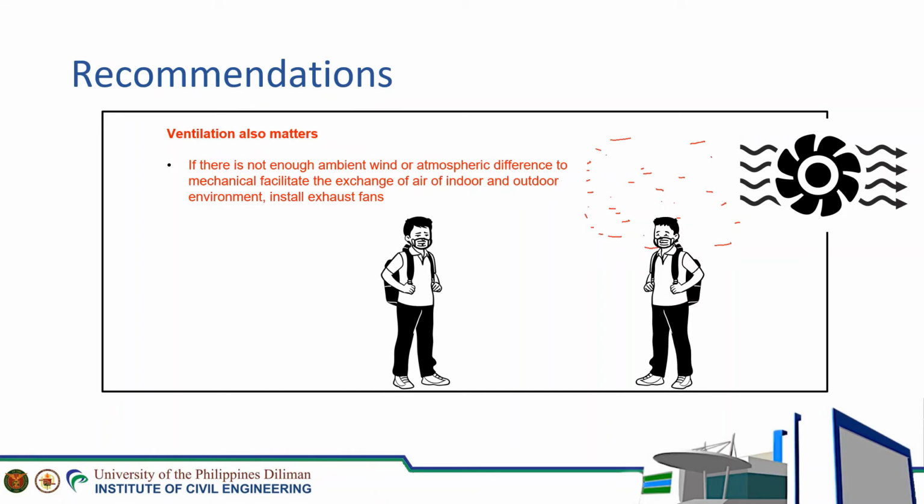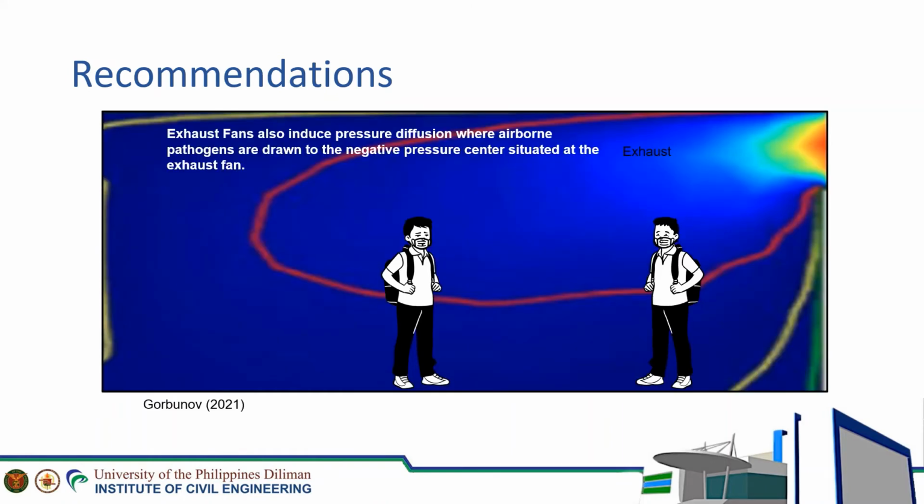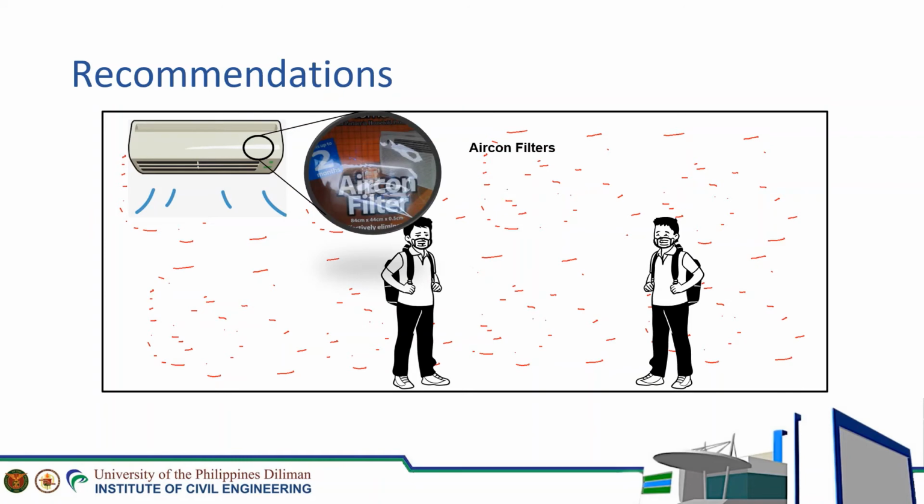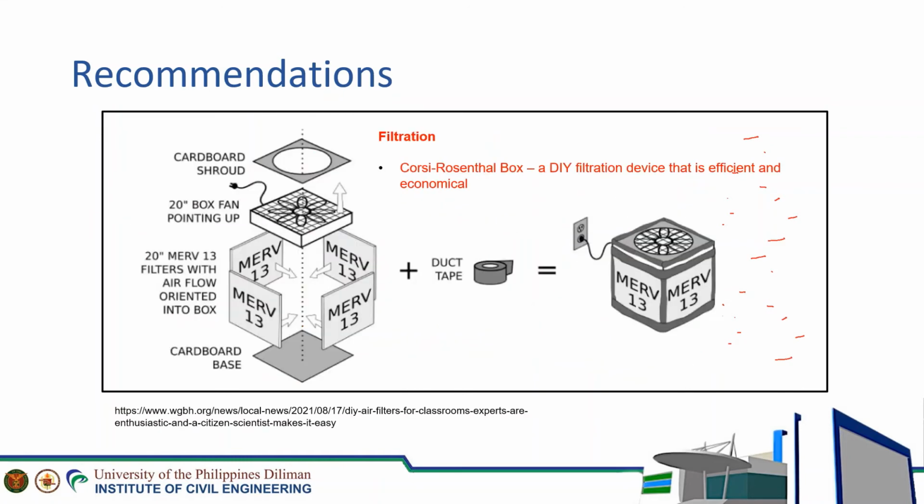Exhaust fans can be installed. Exhaust fans induce pressure diffusion that draws airborne pathogens toward it, away from the inhabitants. In air-conditioned environments, filtration is then the next option, which can be installed in aircon units. Air filters can be installed.